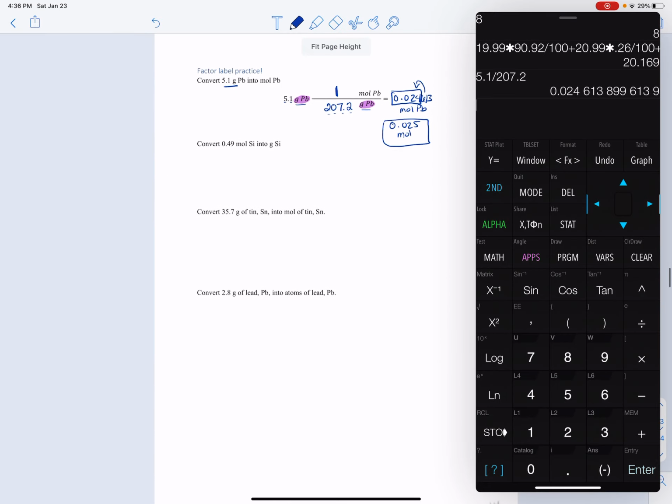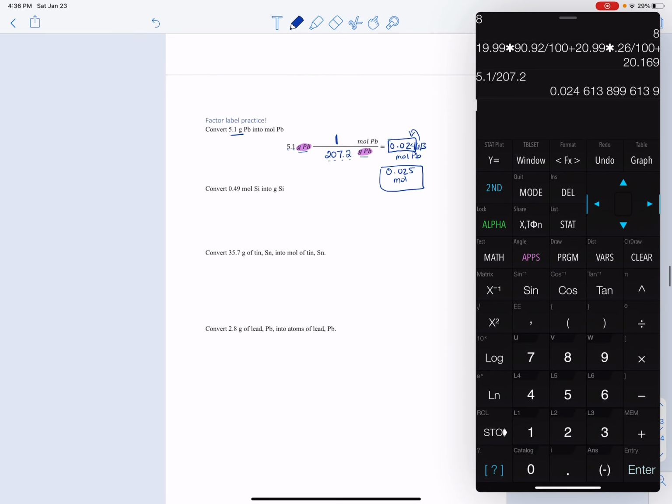Now you have 4 examples to practice yourself. Well, we just did the top example. You've got 3 more examples to practice yourself. This one is moles into grams. This is grams into moles. And this one is grams into atoms. So to do this one, you're going to have to take your grams of lead, and just keep in mind, you can't jump straight to atoms. You have to go to moles of lead, and then from moles of lead to atoms of lead. All right, so go ahead and do these ones on your own.